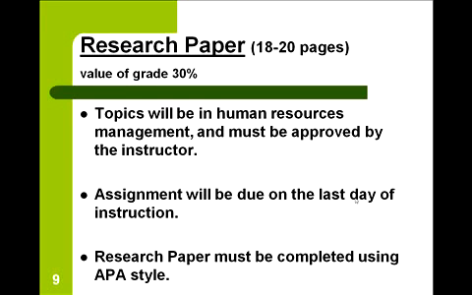The second assignment is a research paper that you must write 18 to 20 pages, valuing 30% of your grade. Topics will be in human resources management. They must be approved by the instructor. And the assignment is due on the last day of instruction. This research paper must be completed using APA style. Again, online, I would like you to review the guidelines for that paper and ask any kinds of questions that you may have after reviewing those guidelines.